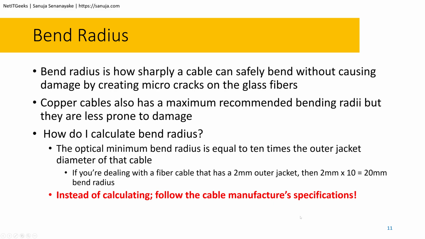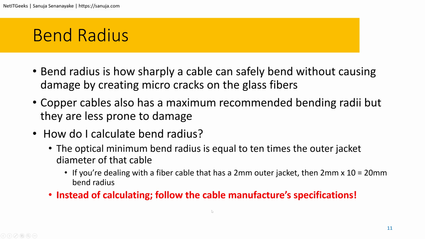But if for whatever reason you are in a class and your professor asks you, what is your rule of thumb for calculating bending radius? That would be the bending radius is equal to 10 times the outer jacket diameter. So you take the outer jacket diameter, multiply by 10, and that will give you the bending radius.